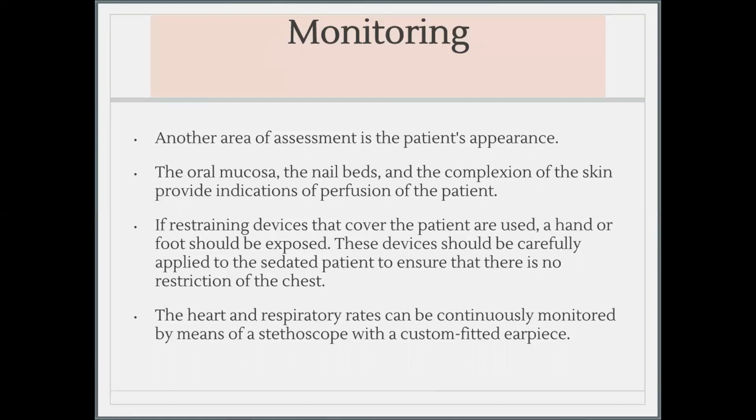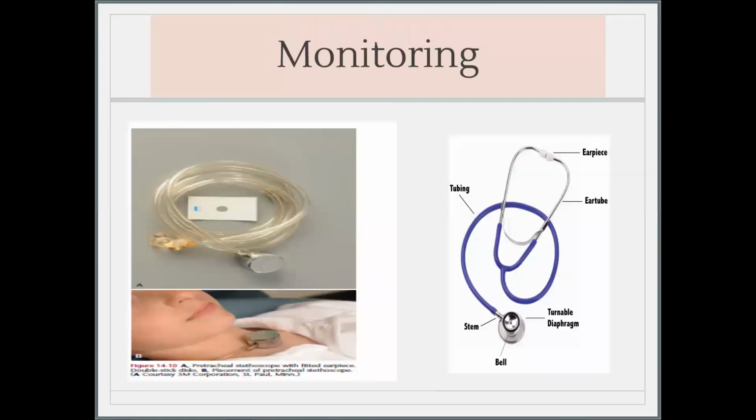Heart and respiratory rates can be monitored by using a stethoscope with a custom-fitted earpiece, such as this. This is something that is molded to the ear, and the round bell portion is put at the top of the sternum.